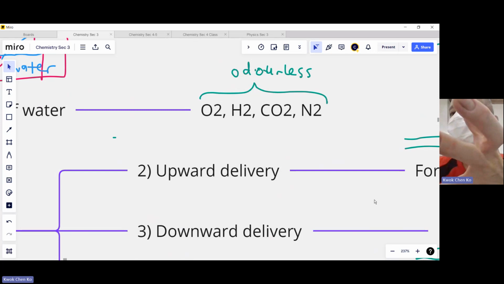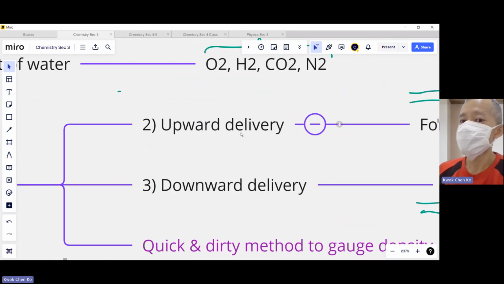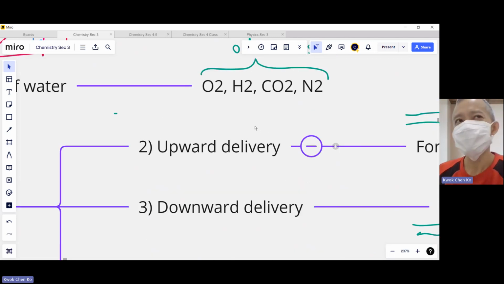But it's preferable to use displacement of water, because you can see it very clearly. They are collected there. Because if you just use upward or downward delivery, there's no water, right? And all these are colorless as well. So you can't really see anything at all. So people prefer to use this method. But you can also use this too. I wouldn't, but let's say you don't have the right equipment, then yeah, I'll use this too.